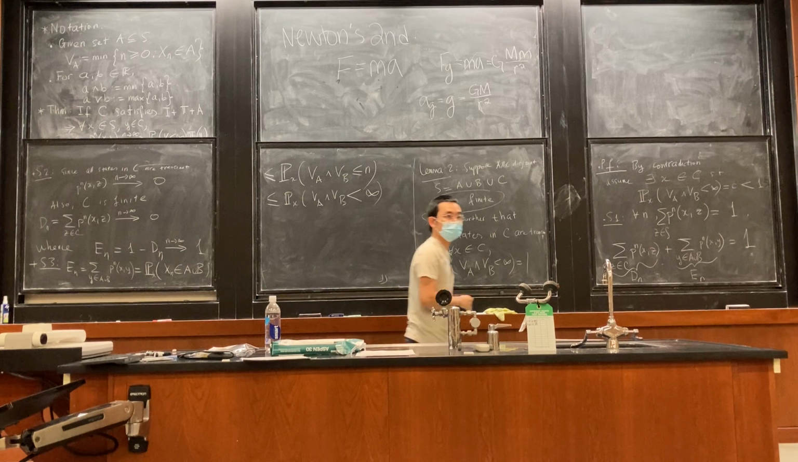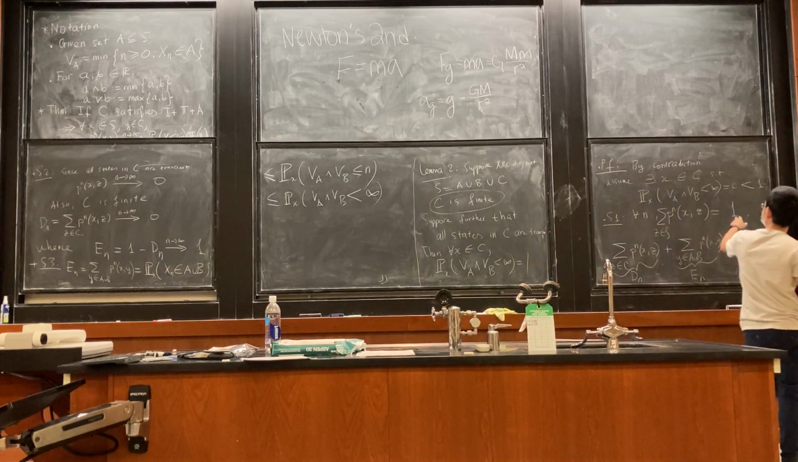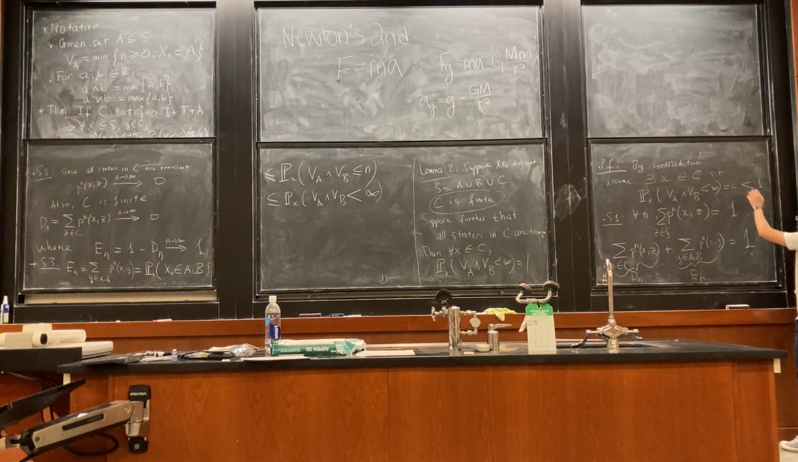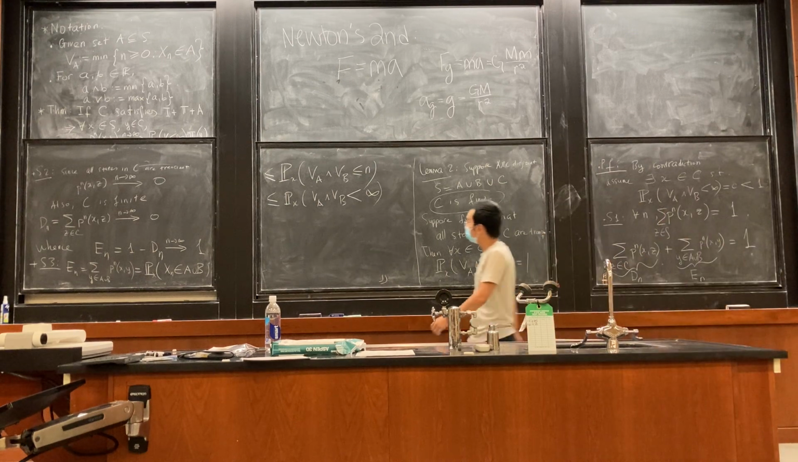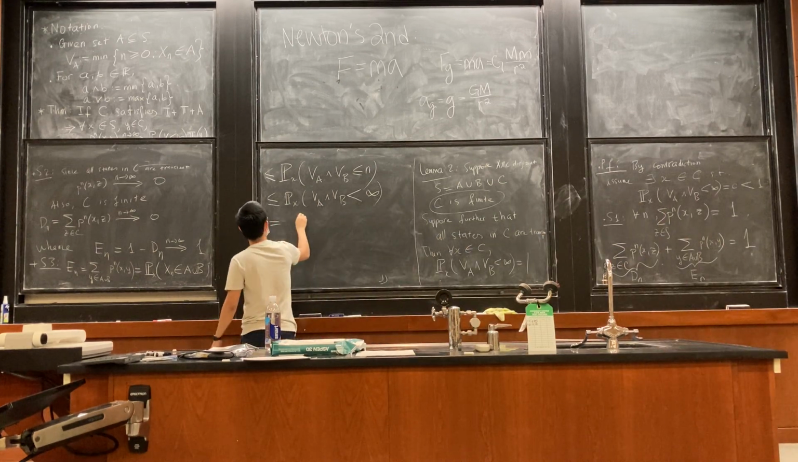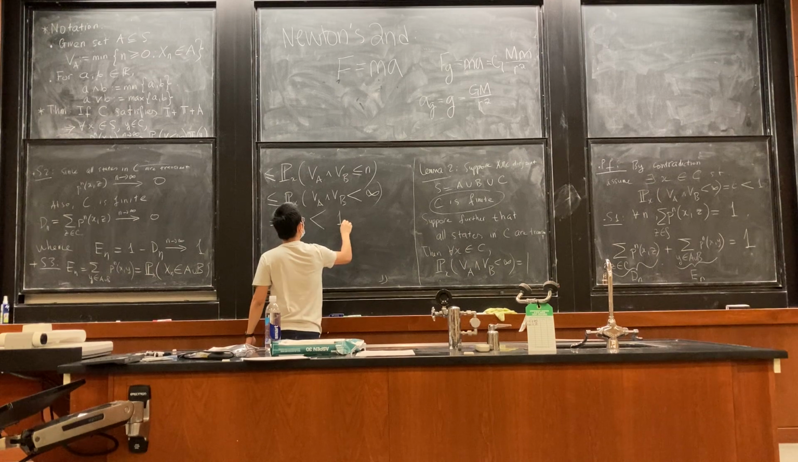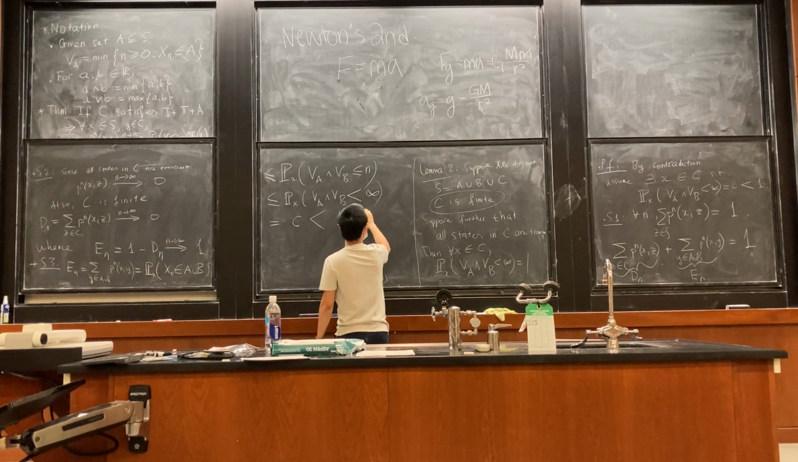So what is it? Here, this is c, strictly less than 1. This is a contradiction to the hypothesis.